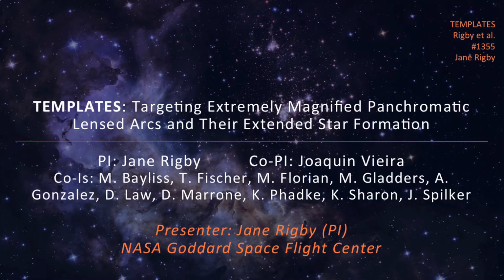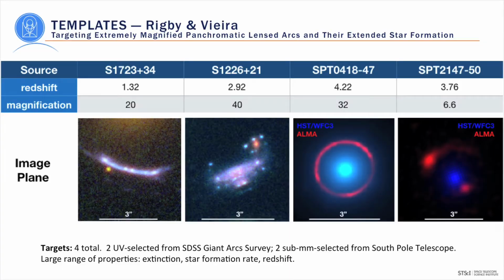Hi, my name is Jane Rigby, and I'm the principal investigator of the ERS program TEMPLATES, which stands for Targeting Extremely Magnified Panchromatic Lensed Arcs and Their Extended Star Formation. My co-PI is Joaquin Vieira. So in TEMPLATES, we are targeting 4 of the very brightest lensed galaxies that are known, spanning a redshift range of 1 to 4. These are both very highly magnified galaxies and also reasonably intrinsically bright, such that their apparent brightness is some of the brightest things on the sky at these redshifts.